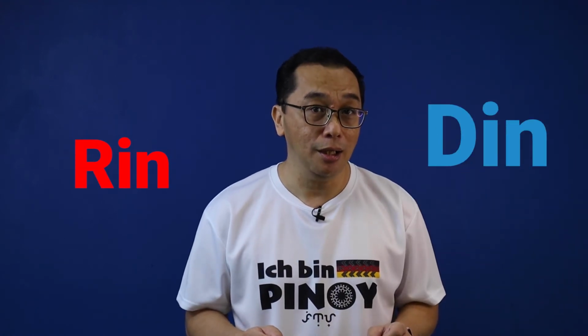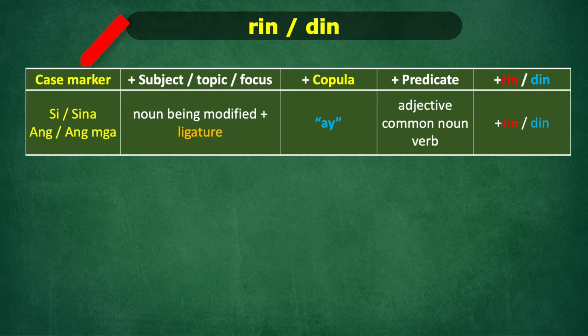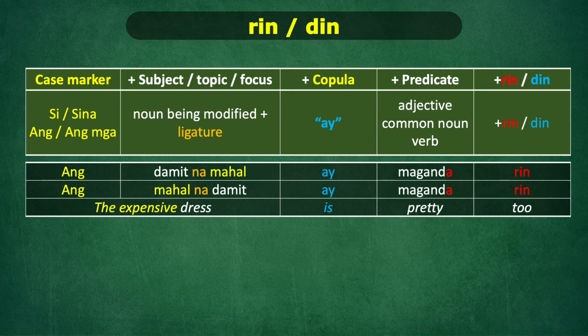We can also use the other sentence pattern we learned previously. Remember this one, the equivalent of also in Tagalog, rin and din? Remember those? Case marker plus modified noun plus ay plus predicate plus rin and din, whichever is applicable. Let's try. Ang damit na mahal ay maganda rin. Ang mahal na damit ay maganda rin. The expensive dress is pretty too.